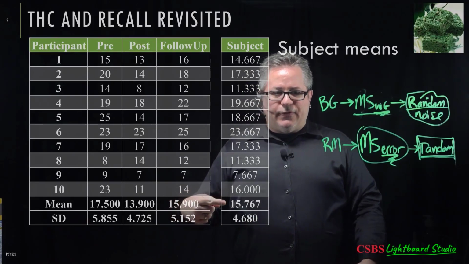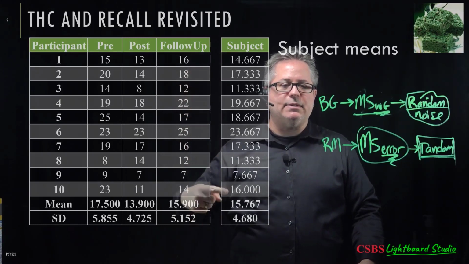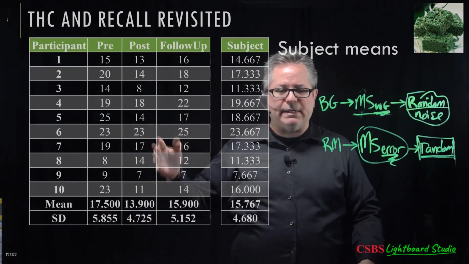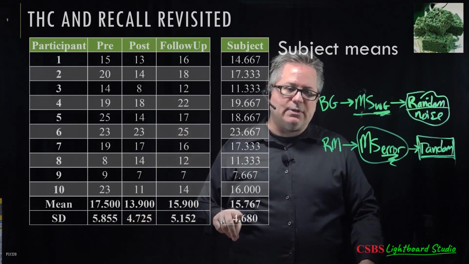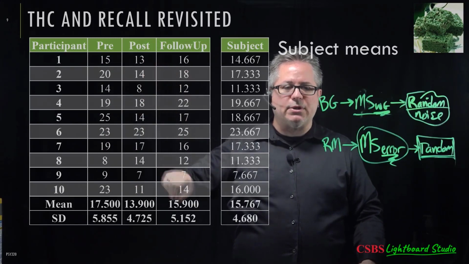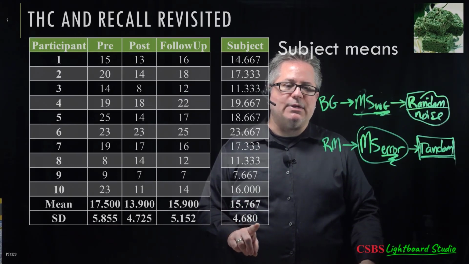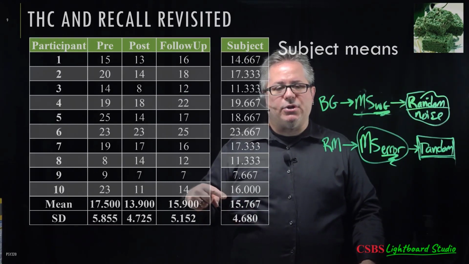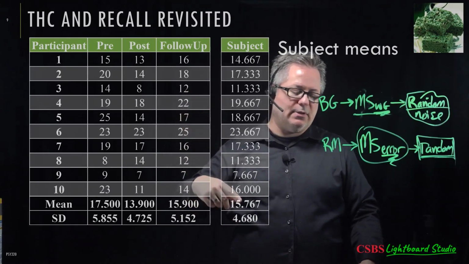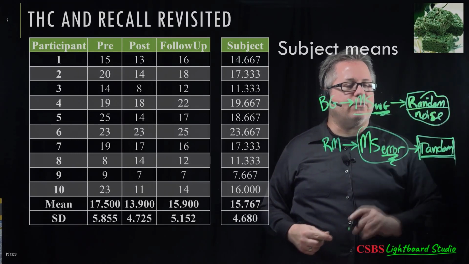Down here, this 15.767 is still the grand mean. I can take the average of these subject means and I'll get 15.767. And take the average of these different time means, pre, post, follow-up, I'll get 15.767. I can take the average of all of these 30 scores and I'll also get 15.767. So this is the grand mean here. And this 4.680 is the standard deviation of these scores. This is how much the subject scores actually vary or deviate from one another around that grand mean.